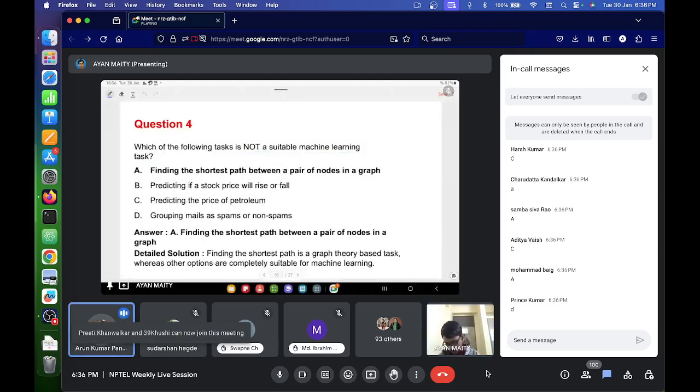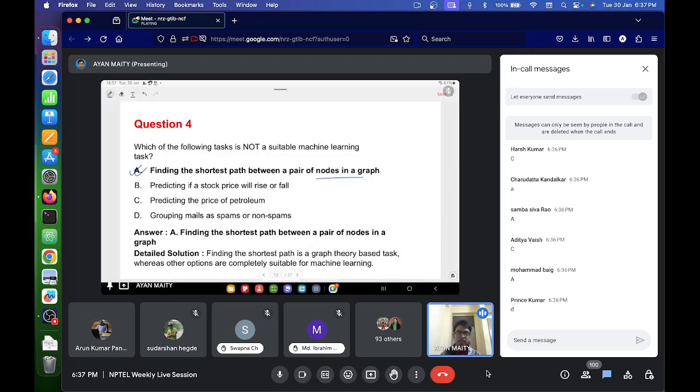No, sir, C and D are not. The correct answer is option A, finding the shortest path between a pair of nodes in a graph. This is not a suitable machine learning task. This is a graph theory based problem, so there are specific algorithms for that. It is not suitable for machine learning.